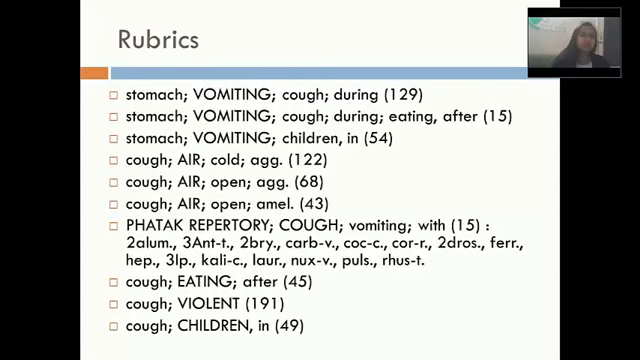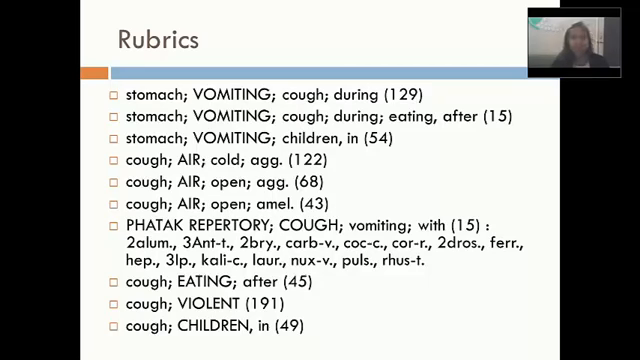I took all these rubrics: stomach vomiting during cough, vomiting during eating after. So vomiting during cough and after eating, both. So this is a combined rubric. I took vomiting in children, cough, air, cold aggravation, and mother also told me that she likes to go in open air. So I also took that cough, air, open amelioration and aggravation both, because they went outside and she was playing outside.